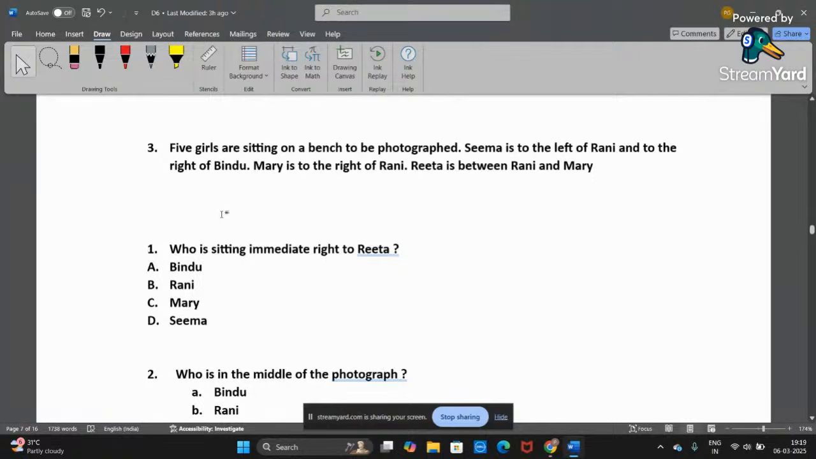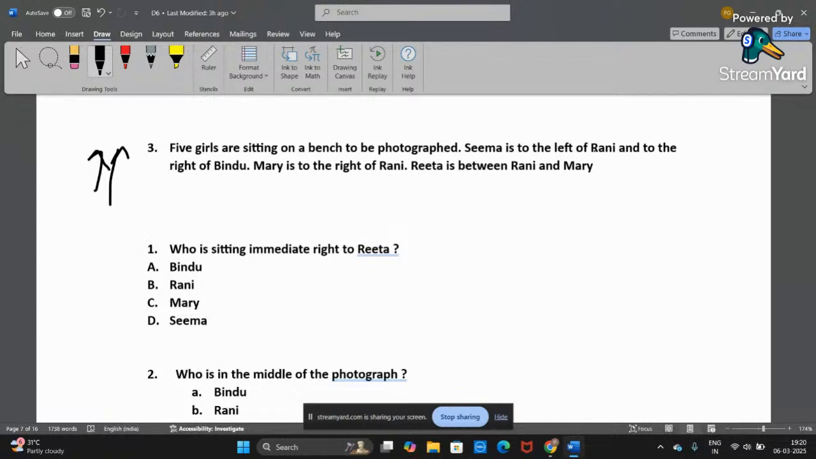Okay, now let's move on to the next problem. There are 5 girls sitting on the bench for the photograph. So let's imagine that they are facing towards north, to the front side. Let's think they are facing towards this side. Okay, all are facing towards that side.